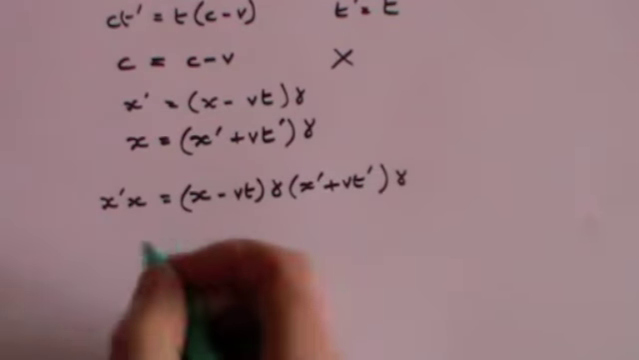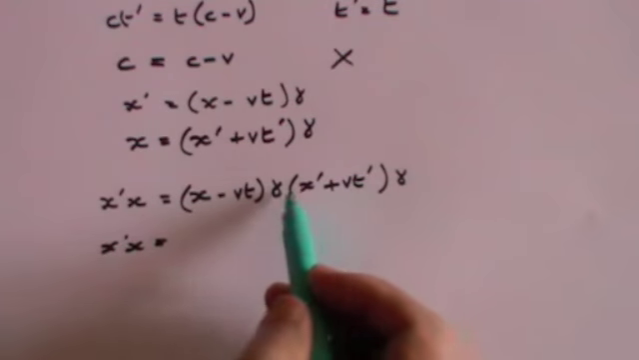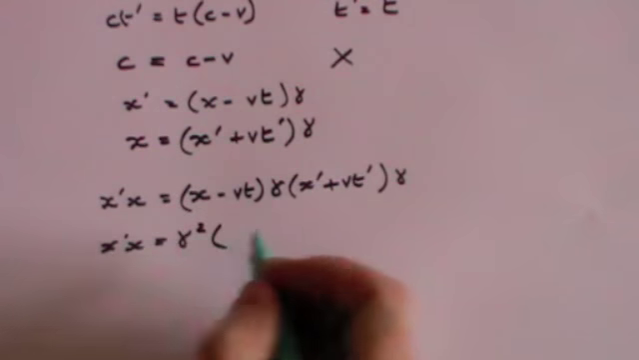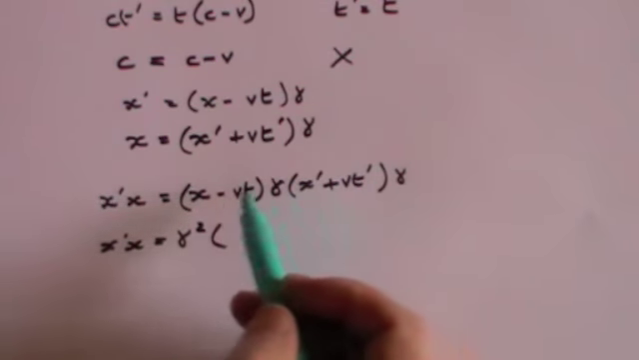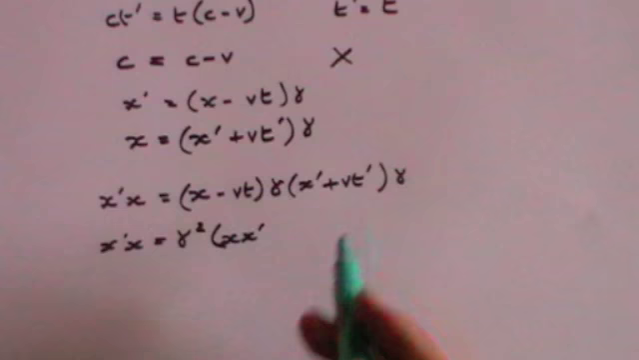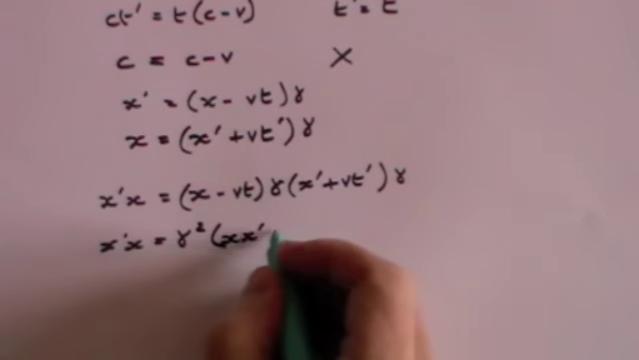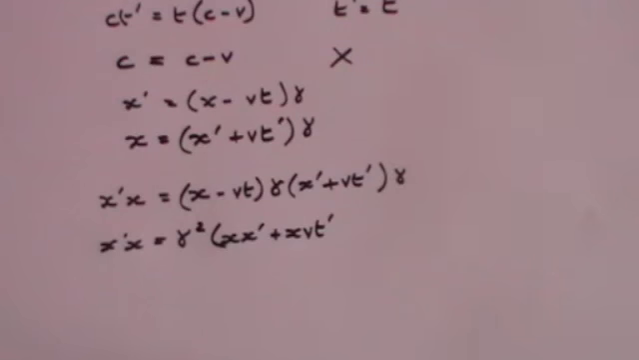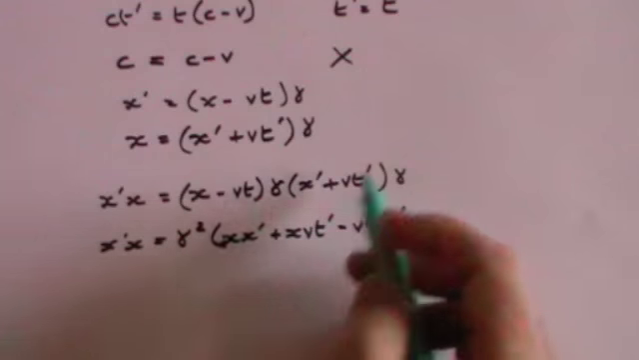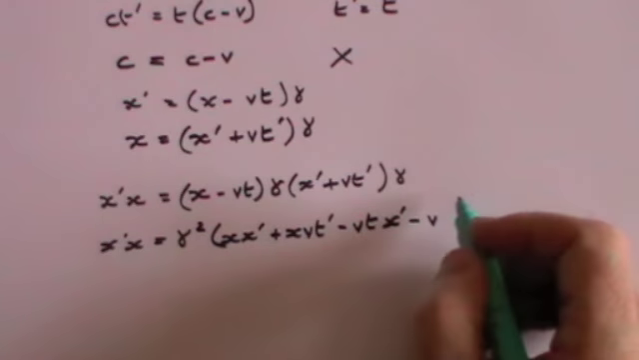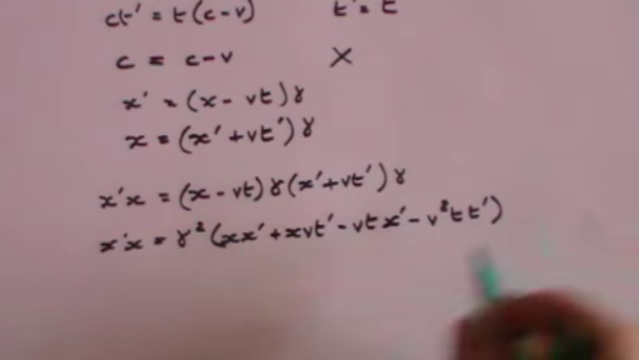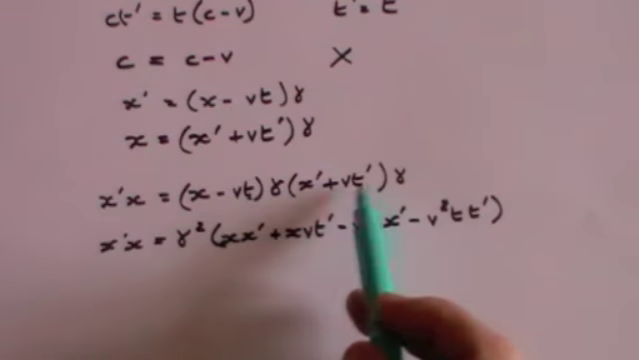And that's going to come out as x prime x equals, well, let's first take the two gammas. That's going to give you gamma squared into, now we've got to multiply these two terms in brackets. So x times x prime is x prime plus x vt prime minus vt x prime minus v squared t prime. All I've done is to multiply that bracketed term by that bracketed term.